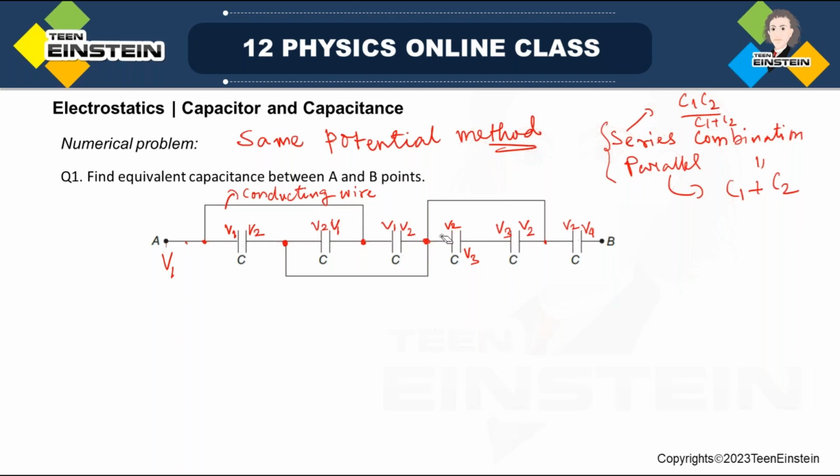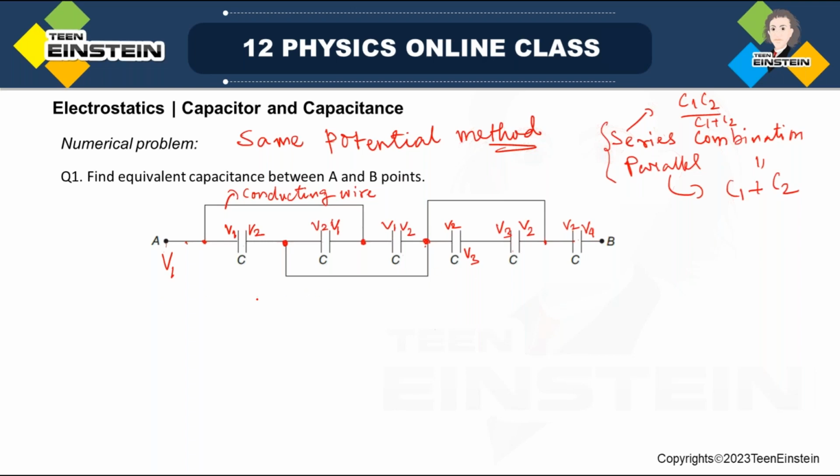Okay, and the second, see, this plate here is not connected to any other place, so this will be at some other potential. I'm taking that as V3, and this V3 will be continuing up to here, so this plate also will be at V3. But see, this V2 is connected again here, so this is at V2 potential. And this is V2, but the last plate of the last capacitor will be at a different potential. I have taken that as V4.